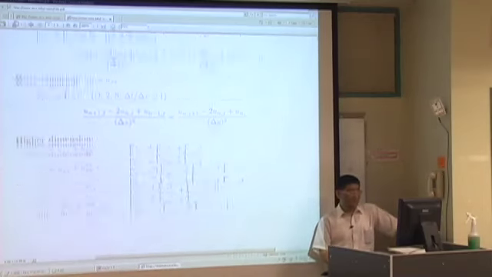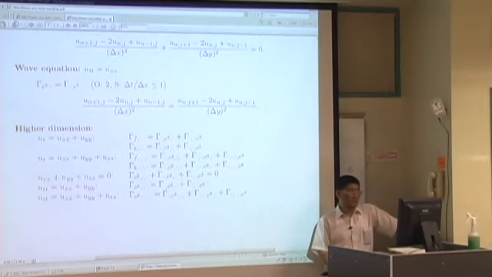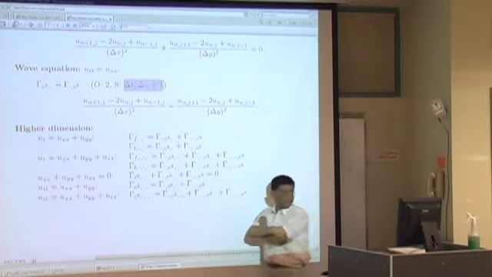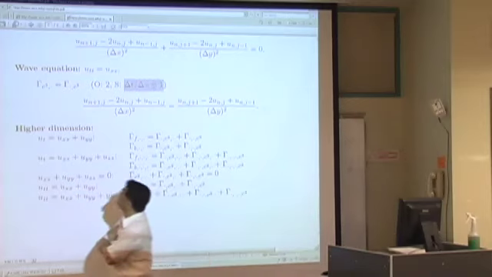And the wave equation is the one like this. The wave equation is the one like this. And this is the stability condition.